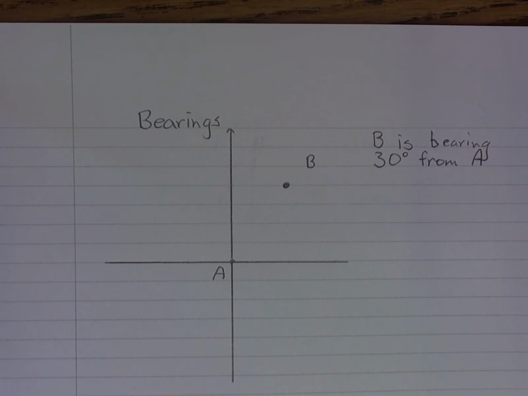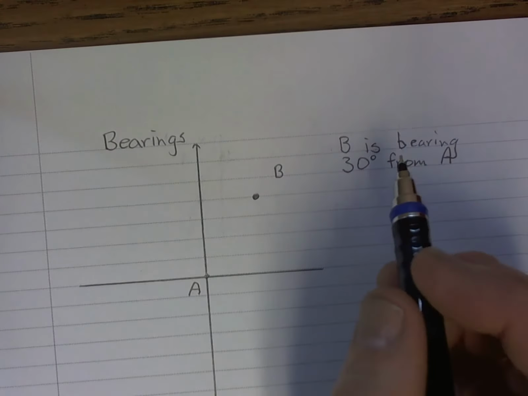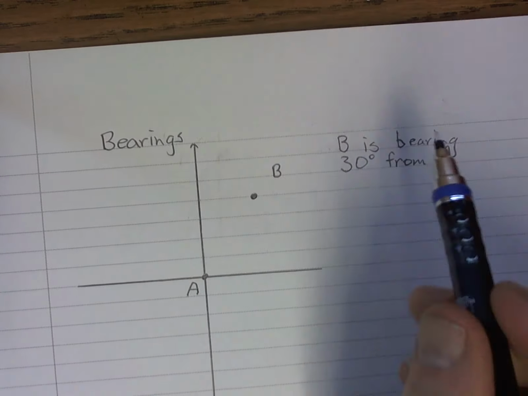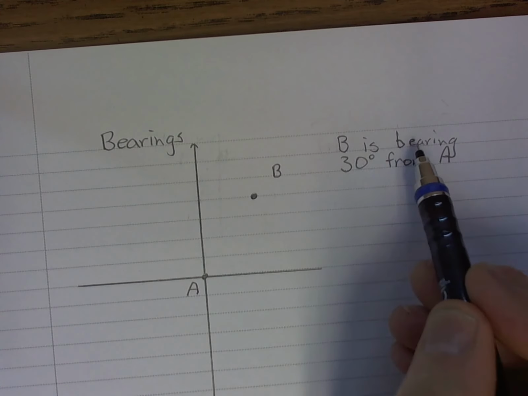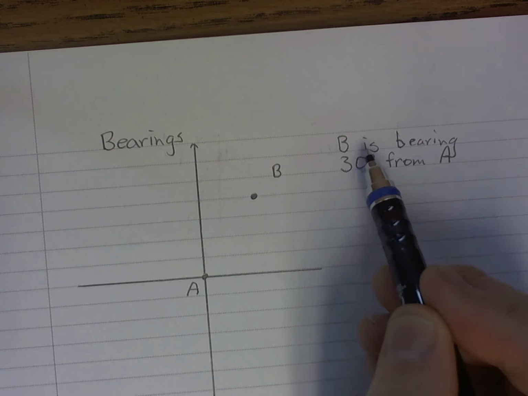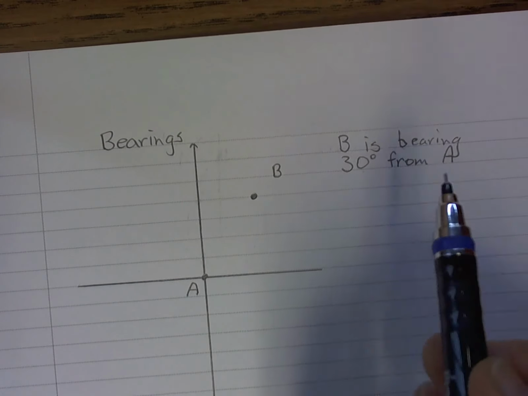Okay, I want to introduce you to a couple of terms involved in navigation. The first is bearings. Let's suppose that we have a couple of ships out at sea, and ship B is bearing 30 degrees from ship A. So B is bearing 30 degrees from A.